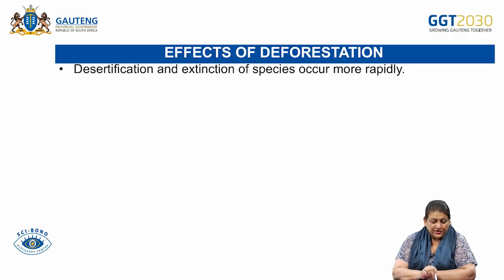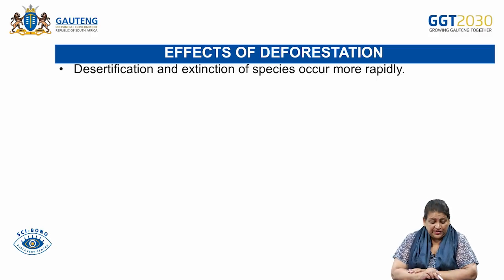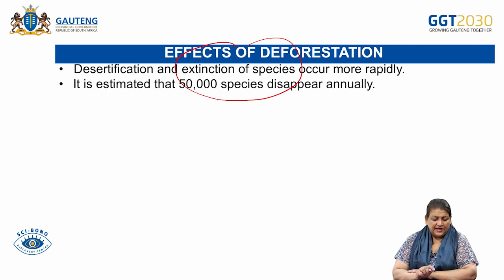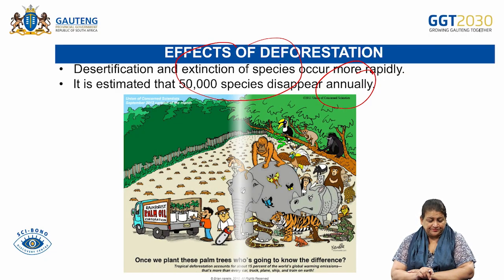So deforestation causes desertification, meaning there's more deserts now, more brown land and less greenery, and this causes the extinction of our bird species, our fish, right? It's estimated that 50,000 species are disappearing every year, annually, because of deforestation and droughts.